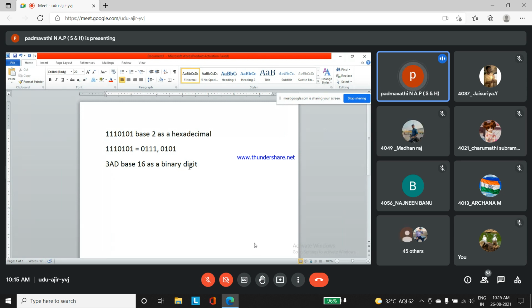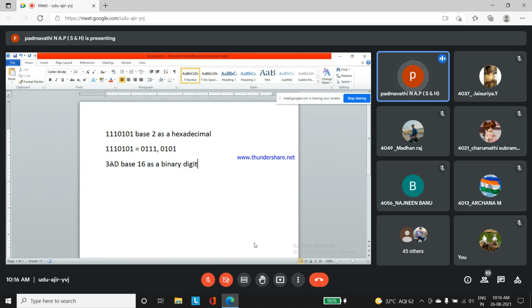Now say 3AD base 16. Given is octal or hexadecimal, which one is given? Hexadecimal, since base is 16. Now you convert to the binary digit. Can you do it?